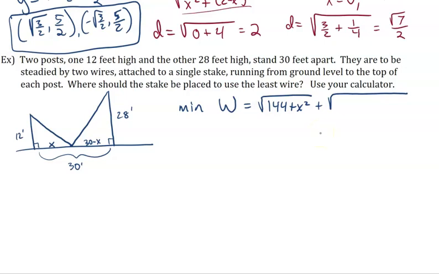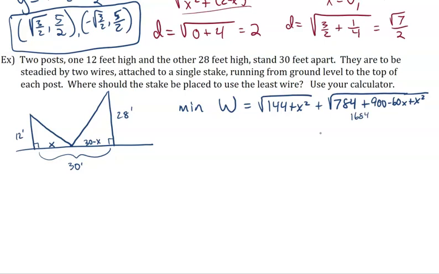let's see, 28 times 28 is 784. Okay, 784 plus 30 minus x squared, which is going to be 900 minus 60x plus x squared. I went ahead and expanded that. Well, got some gross chain rule stuff, but not too terrible. I am going to combine these two though and make that 1684.